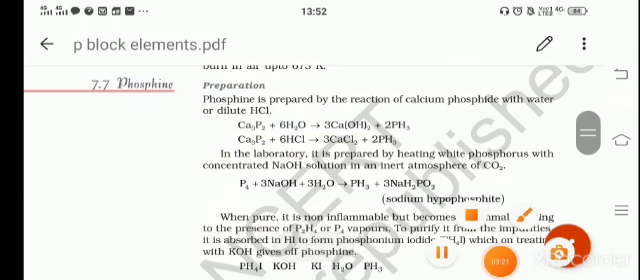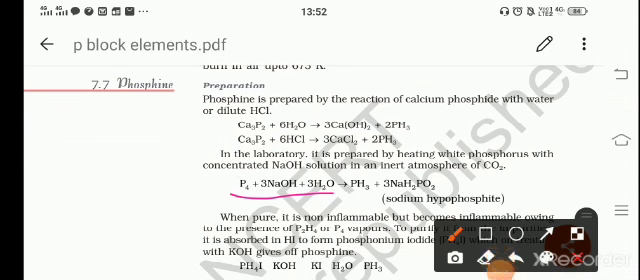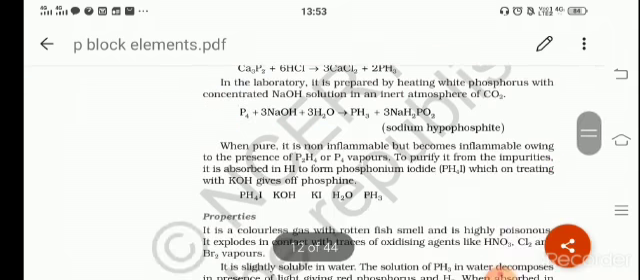We can also prepare it in the lab, as we have already discussed, by heating white phosphorus with concentrated NaOH in an inert atmosphere of CO2, which gives phosphine and sodium hypophosphite. When it is pure, it is non-inflammable but becomes inflammable in the presence of P4 vapors, which are normally present in P2H4 form. It is also purified by absorbing it in HI to form phosphonium iodide, which on treating with KOH gives phosphine.